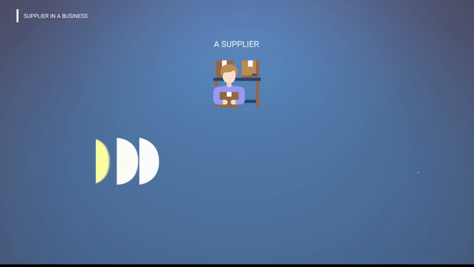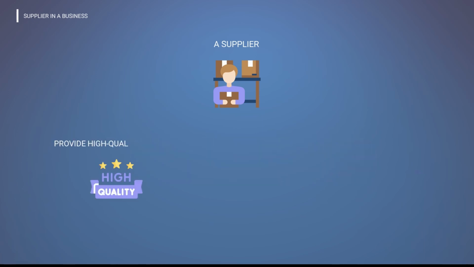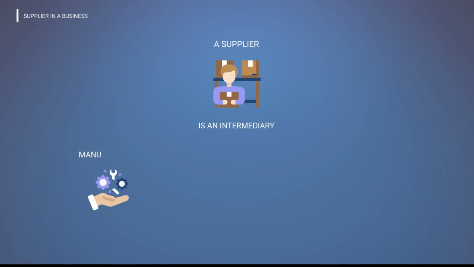Supplier in a business. A supplier is a person or business that provides a product or service to another entity. The role of a supplier in a business is to provide high-quality products from a manufacturer at a good price to a distributor or retailer for resale. A supplier in a business is someone who acts as an intermediary between the manufacturer and retailer, ensuring that communication is forthcoming and stock is of sufficient quality.